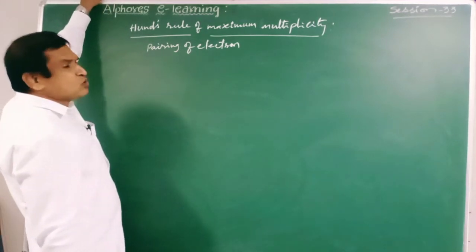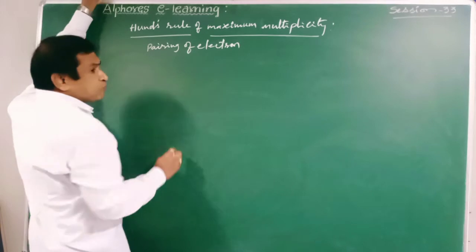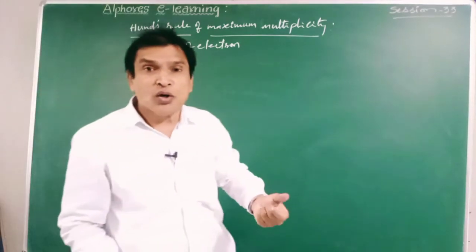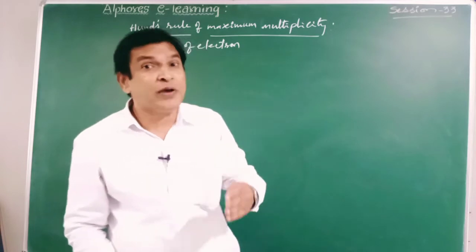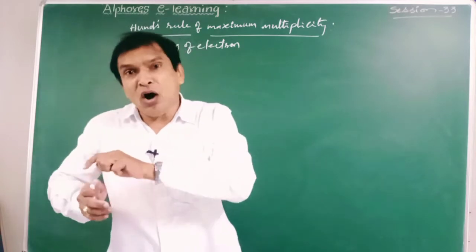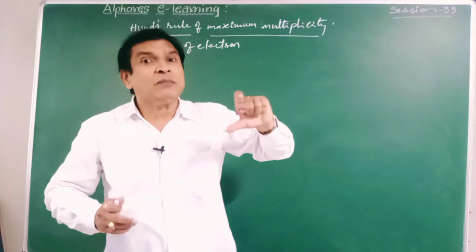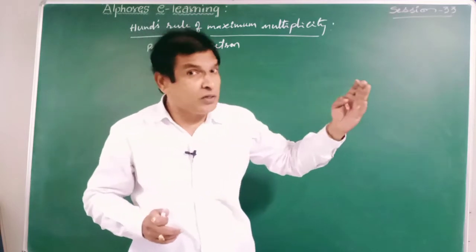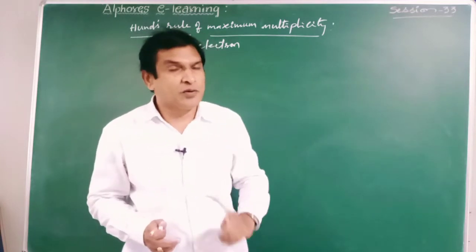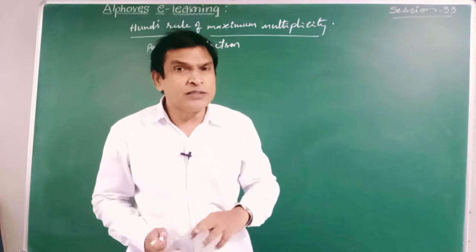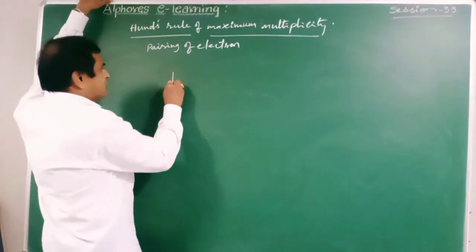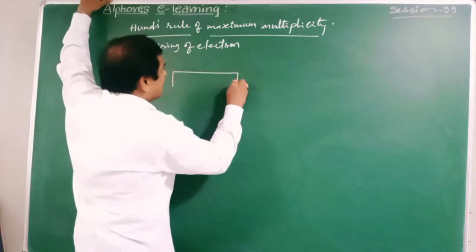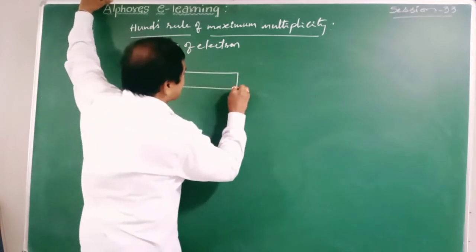So according to Hund's rule, pairing of electrons takes place only after all the degenerate orbitals are filled with one electron each of parallel spin. Once again, what are degenerate orbitals? Atomic orbitals of equal energy are called degenerate orbitals.